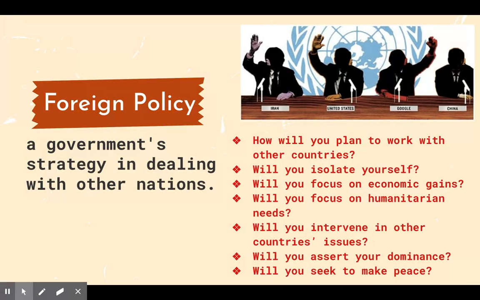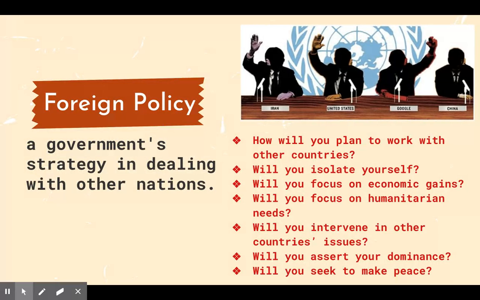Imperialism is a type of foreign policy. Make sure you know what a foreign policy is and what a domestic policy is. A foreign policy is a government's strategy in dealing with other nations, hence the word foreign. Domestic policy is the government's plan to deal with stuff within our own country. So American domestic policy, but foreign policy is how are we going to interact with other countries.